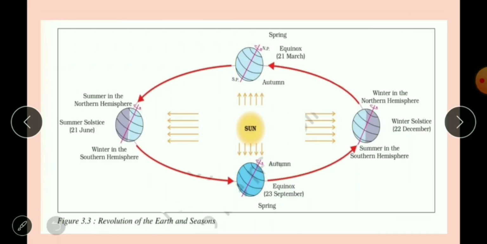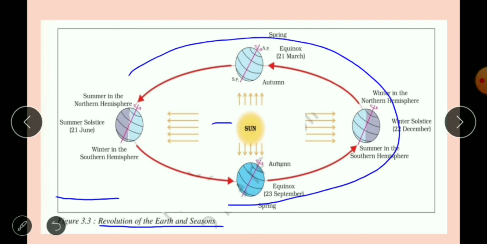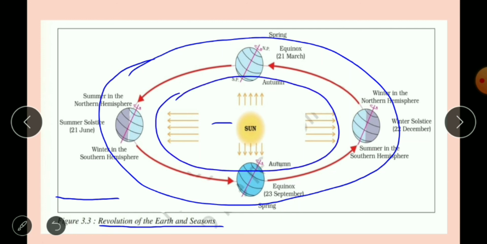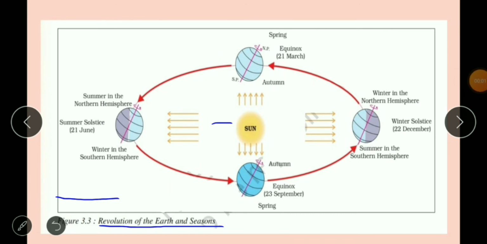Here you can see another diagram, figure 3.3, revolution of the earth and seasons. The seasons are caused due to the revolution of the earth. How that happens, we will discuss in the further topics. Here you can see the sun and that is the orbit of the earth. So that's how the earth moves around the sun. It takes one circle around the sun, and due to the revolution of the earth, the seasons are caused.